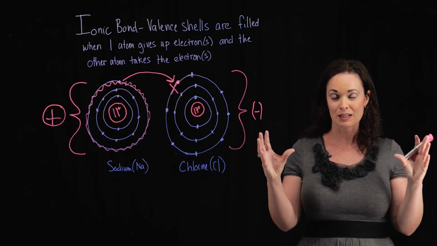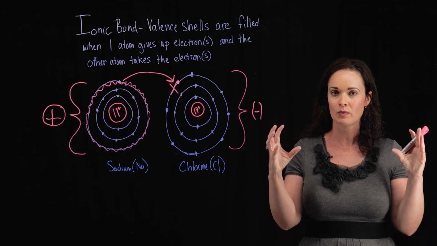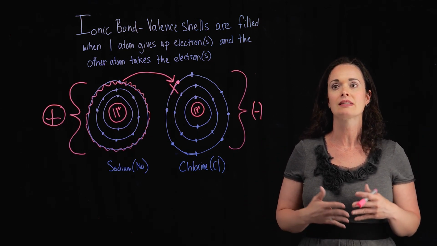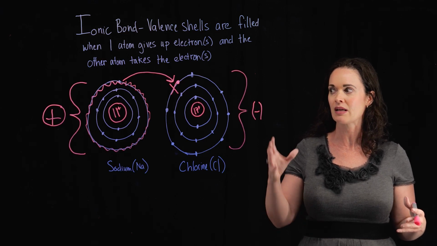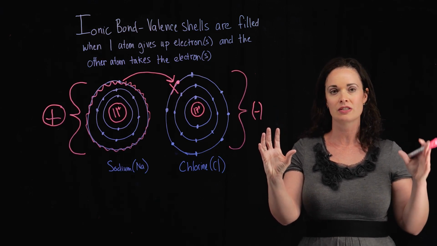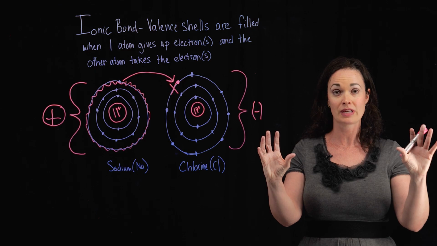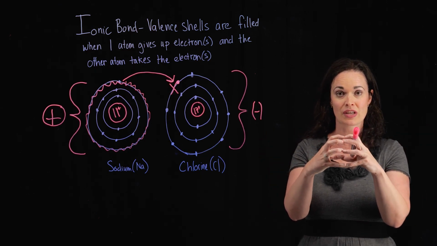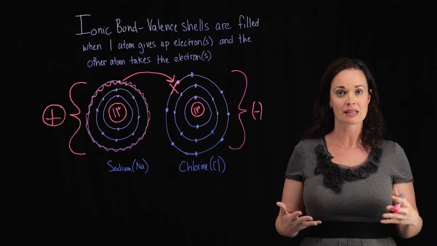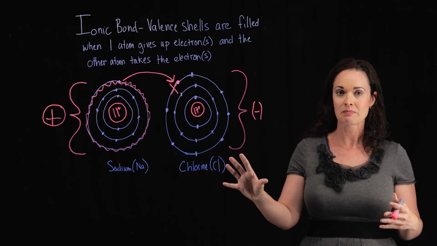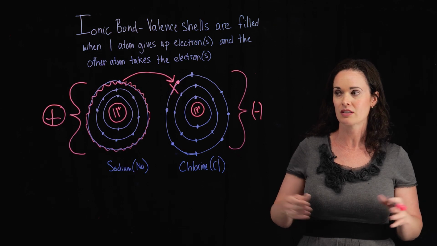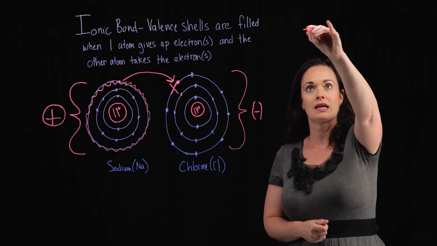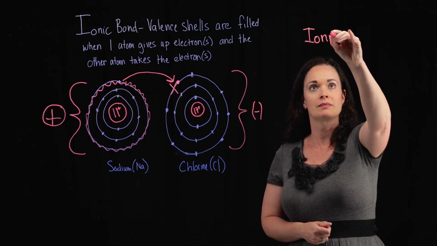So after sodium gives up its electron to chlorine and it becomes positively charged and chlorine becomes negatively charged, now we've got these atoms in close proximity to each other with opposite charges. And you've probably heard the saying opposites attract, and that is true in chemistry as well. So we have a positively charged sodium and negatively charged chlorine, and they are going to bind to each other through a magnetic interaction, simply because one is positively charged and one is negatively charged. So this is what's known as an ionic bond.